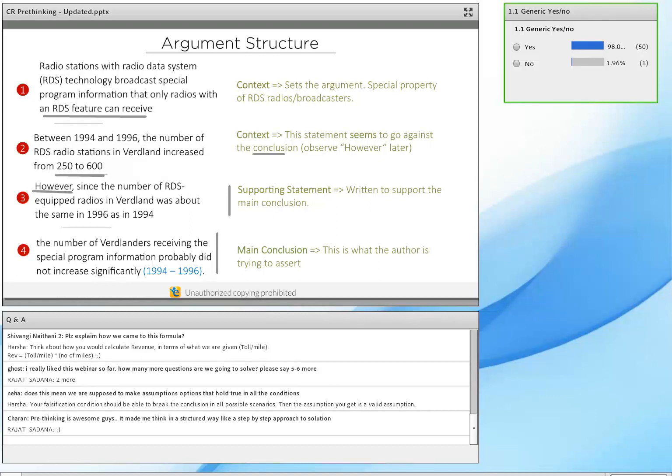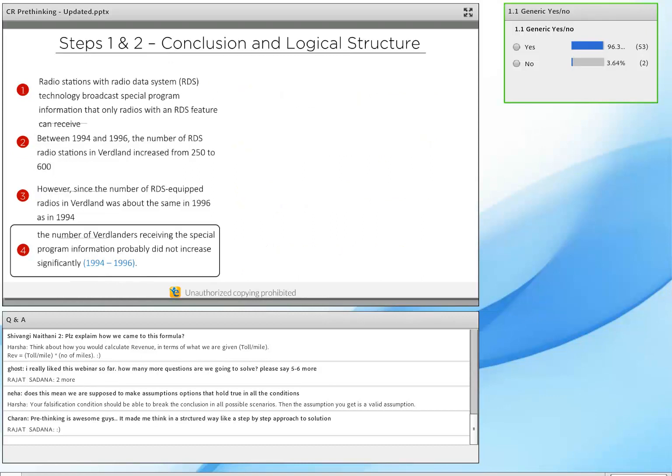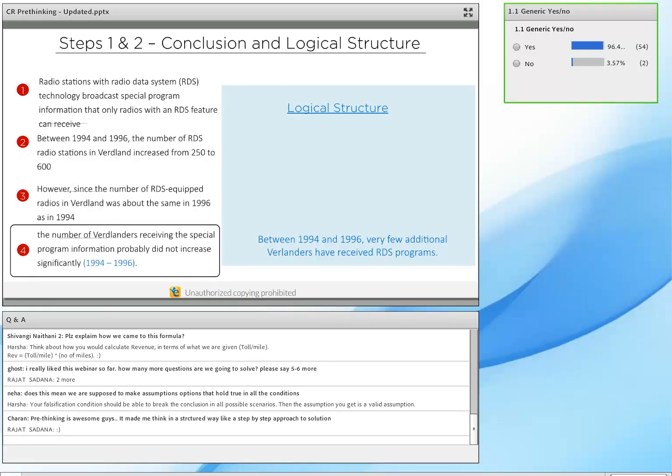All right. It seems pretty much everyone's clear. Let's move forward. So let's do the logical structure. The conclusion is very few additional Worldlanders received RDS program. Between 94 and 96, the number of RDS radios remained almost unchanged, which means if there were 1,000 radios in 94, there were 1,000 in 96.